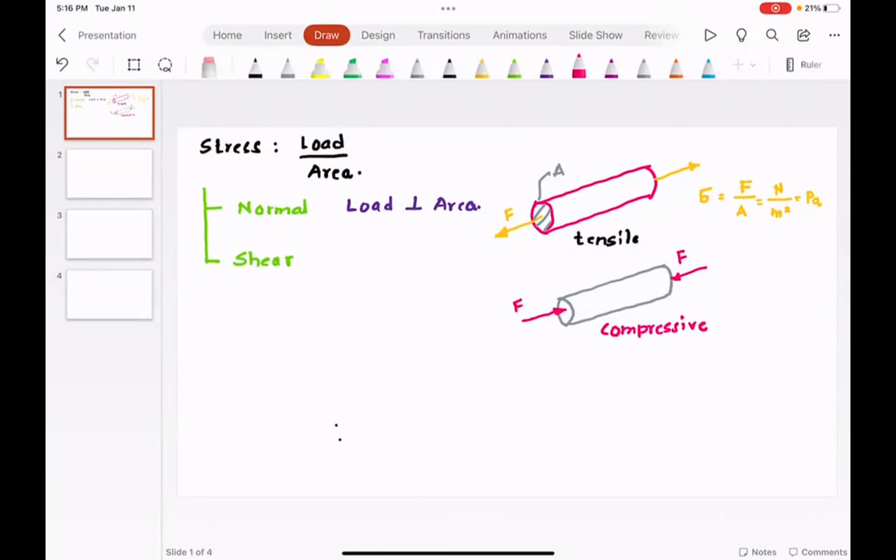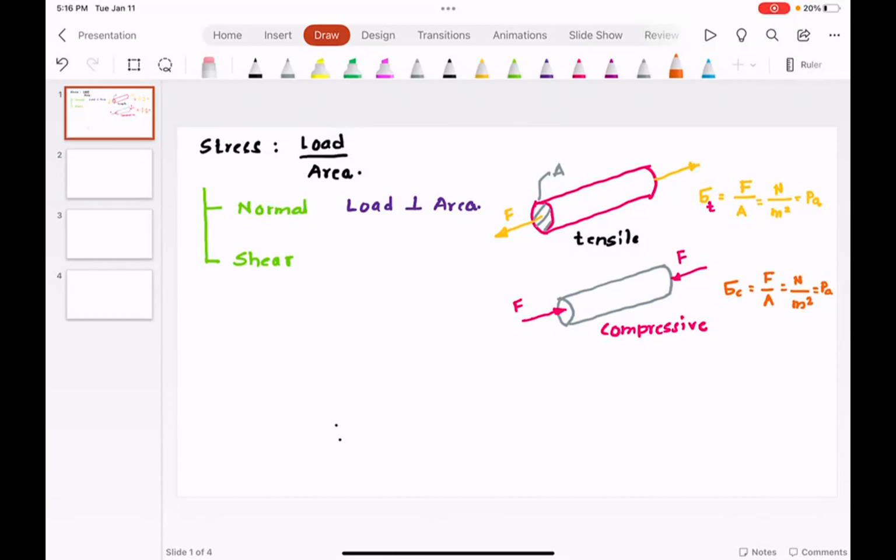In one case, load is stretching. That's why you have tensile stress that is denoted as sigma T. In the second case, what you have is sigma C, which is F divided by A. Again, Newton divided by meter square, which is equal to Pascals.